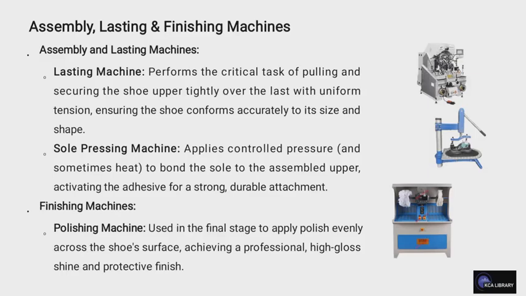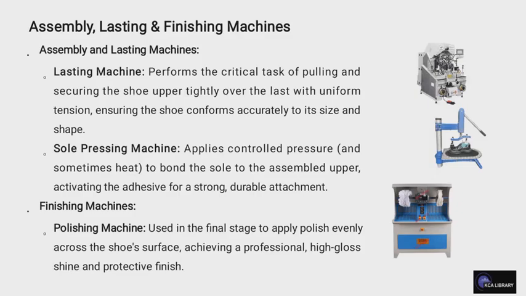Looking at the assembly, lasting, and finishing machines. When we talk about the lasting machine itself, it performs the critical task of pulling and securing the shoe upper tightly over the last with uniform tension, ensuring the shoe conforms accurately to its size and shape.